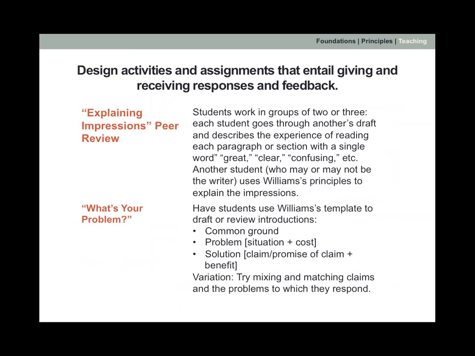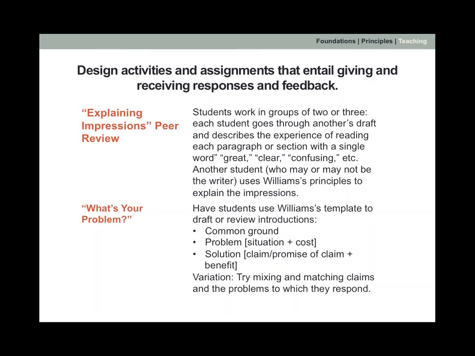We also want to think about designing assignments in ways that encourage students to use the concepts in the book to give and receive feedback. One that I especially like is impressions. We know that writers cannot rely on their own impressions of clarity to edit their work, but what they can do is use Williams' principles to understand and explain to themselves the impressions of their readers.